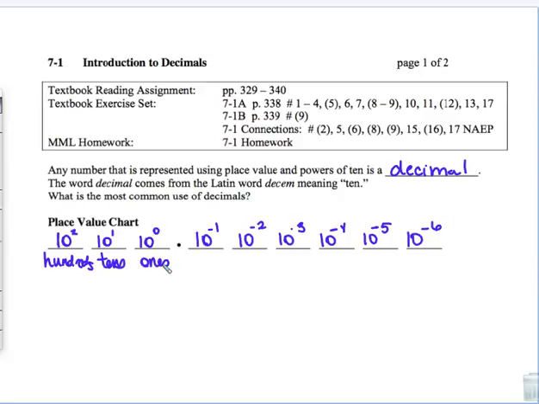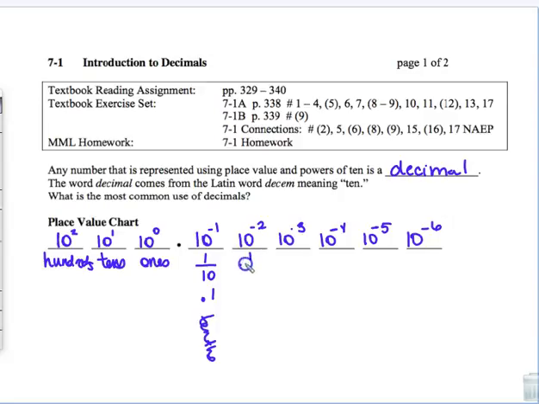Then we have 10 to the negative 1. Now 10 to the negative 1 is really 1 over 10, because we know when we have a negative power, we would move that to the denominator. This is going to be decimal point 1. That's going to be the decimal form of it. And as far as words, this is the tenths place.